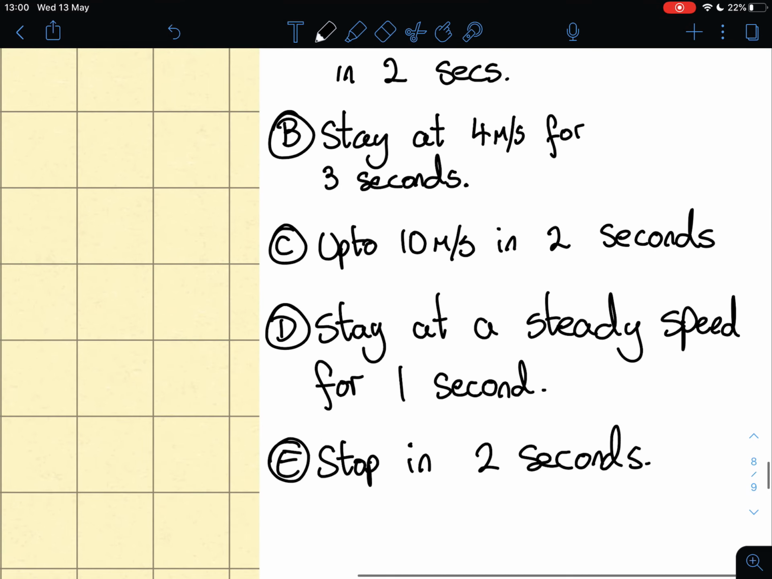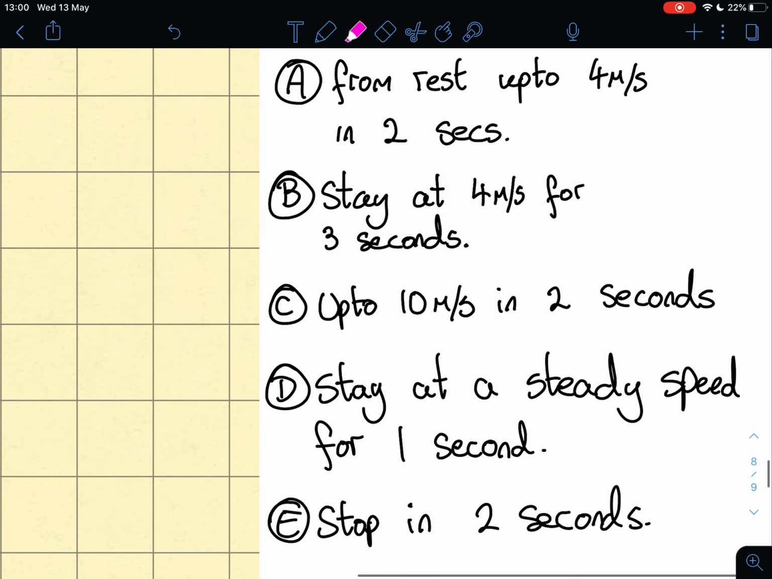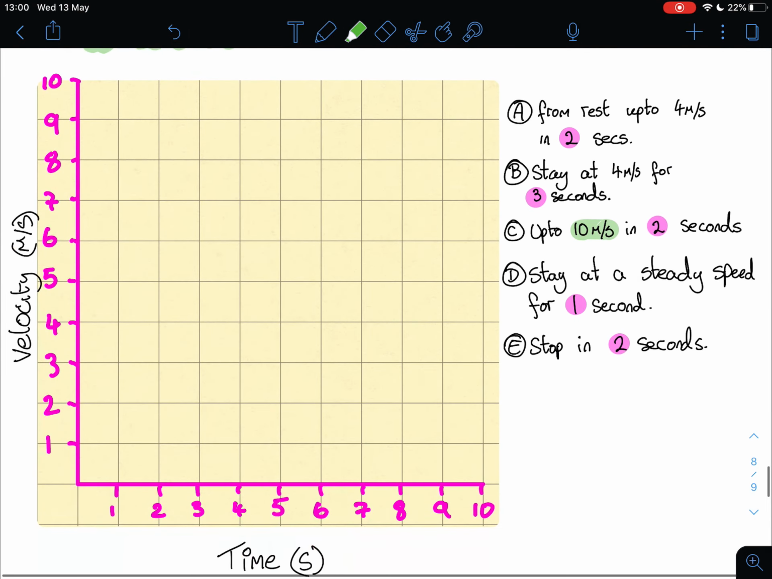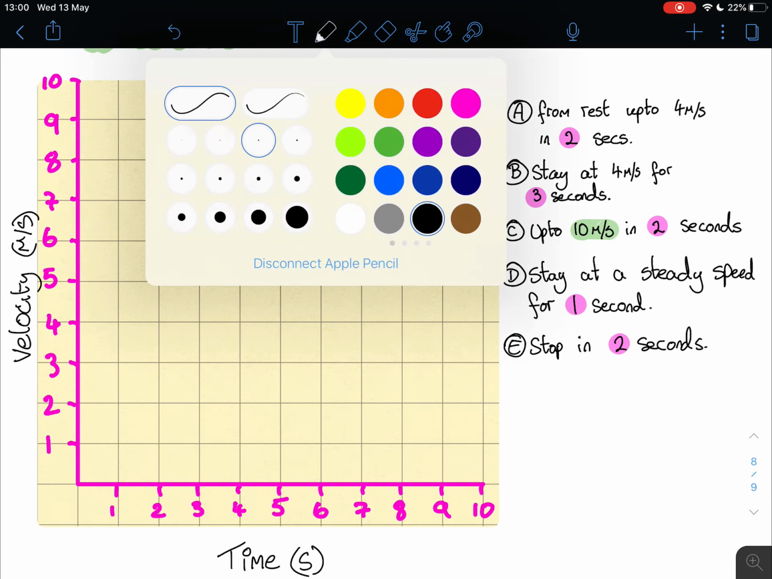Now what some of you may have noticed is working out, let me highlight them, the time. I don't want to go over 10, so I'm doing 2 plus 3 is 5, plus 2 is 7, plus 1 is 8, plus 2 is 10. And the biggest velocity I'll put on here is 10. That means I don't go through the axes, go off the sides. So let's plot it, see what it looks like.